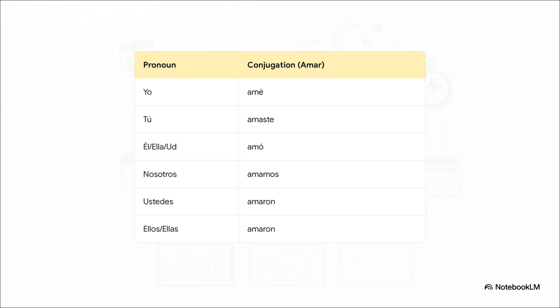For nosotros, we loved, amamos. For ustedes, you all loved, amaron. And for ellos or ellas, they loved, it's also amaron. Listen to that rhythm. Amé, amaste, amó, amamos, amaron, amaron. That solid block structure applies to all regular AR verbs in the past.